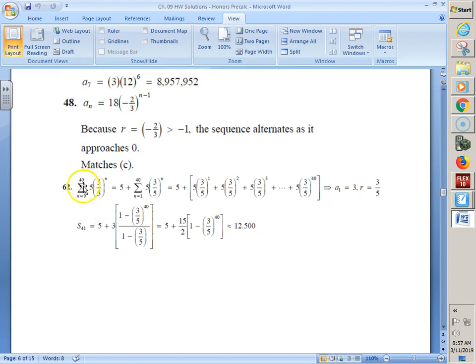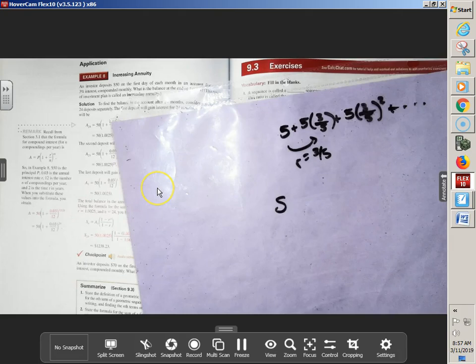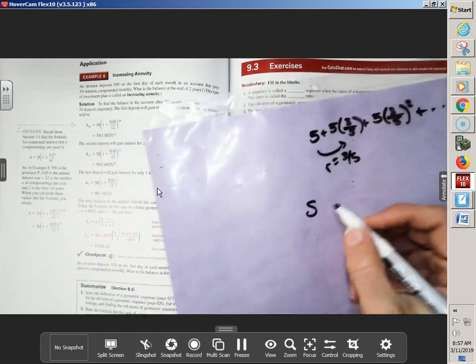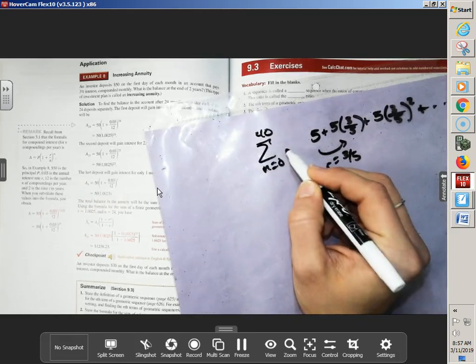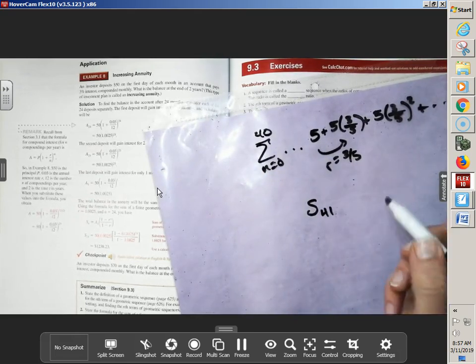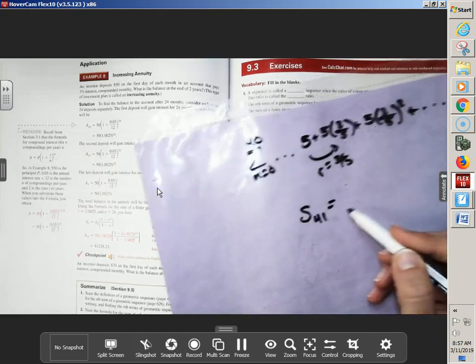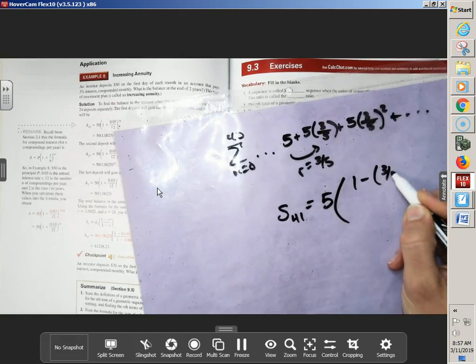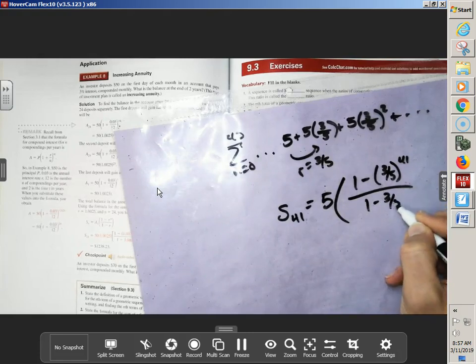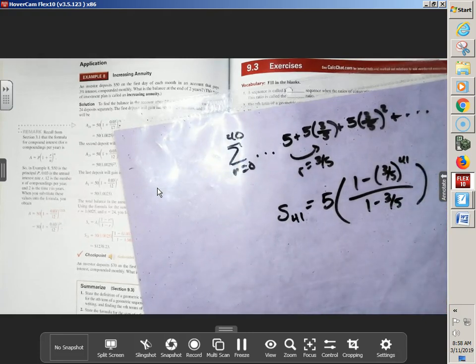Yeah, 1 to 40 is 40. If there's a 0 also, if you were to write them all out, there's 40 here and another 1. So it's a little awkward. But if you had seen that weird sigma going from 0 to 40, you needed to realize, oh, wait a minute, that's going to be S sub 41. There are 41 terms there. And then you could have done your A sub 1 as 5, and then 1 minus 3/5 to the n, which would have been 41, all over 1 minus 3/5. You could have done it this way. It should have ended up still with 12.5.